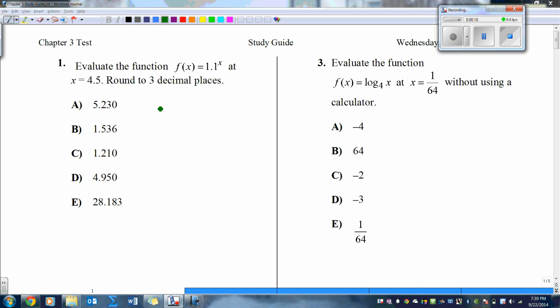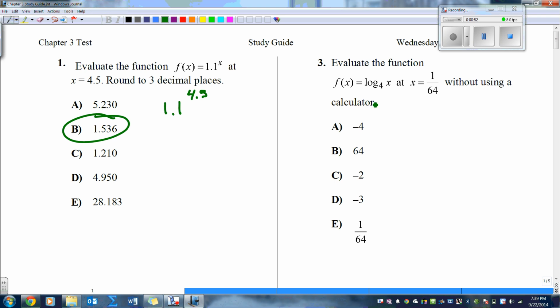This we're just going to put in our calculator. 1.1 to the 4.5. So all we're going to do is put that into our calculator. 1.536. Rounds up, and there we go. Let's look at number 3.